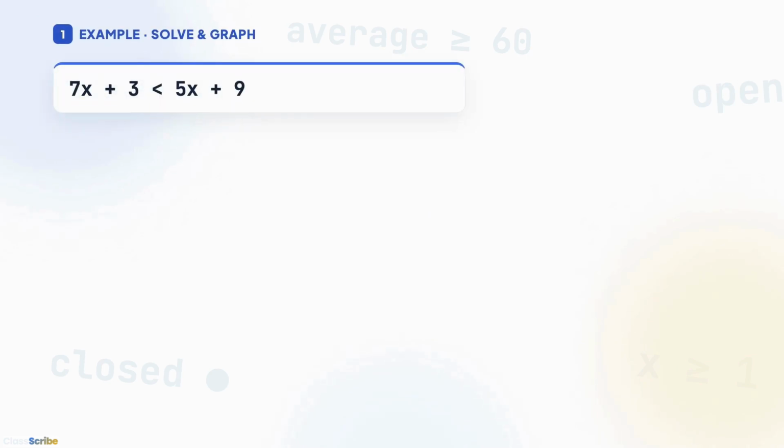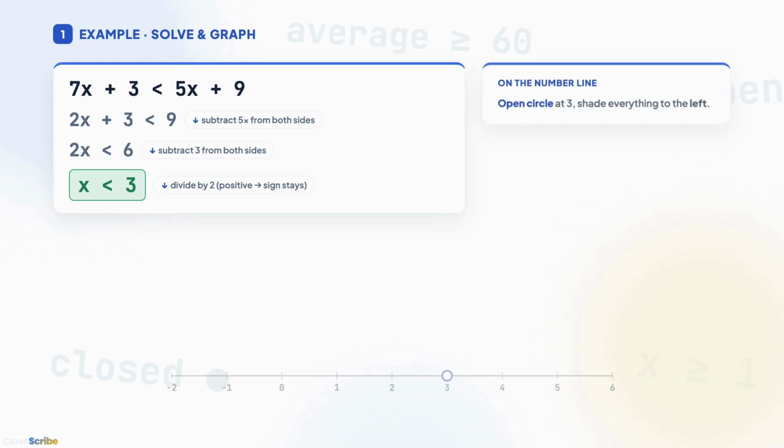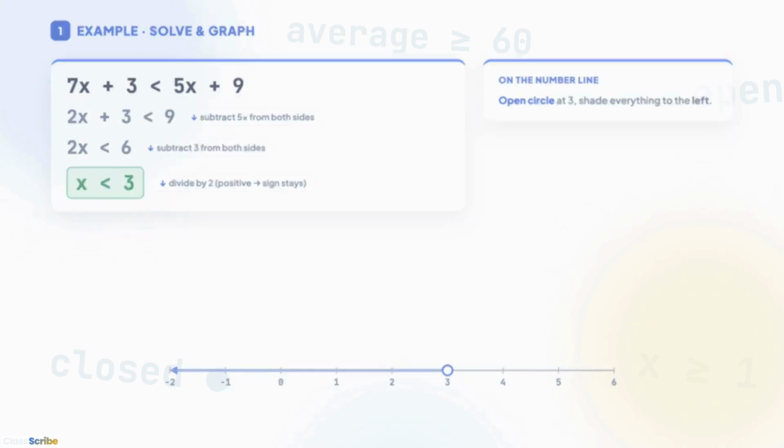Consider the inequality 7x plus 3 is less than 5x plus 9. Subtract 5x from both sides. We get 2x plus 3 is less than 9. Next, subtract 3 from both sides. This gives 2x is less than 6. Finally, divide both sides by 2. Since 2 is positive, the sign remains unchanged and we get x is less than 3. On the number line, draw an open circle at 3 and shade everything towards the left.